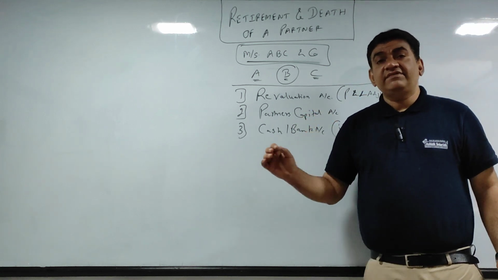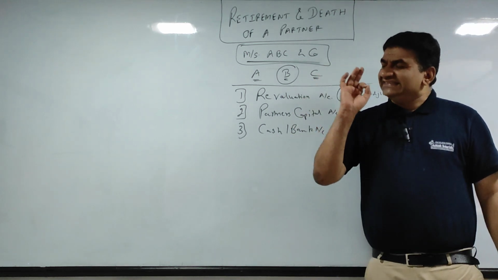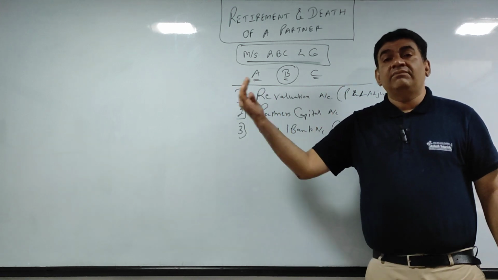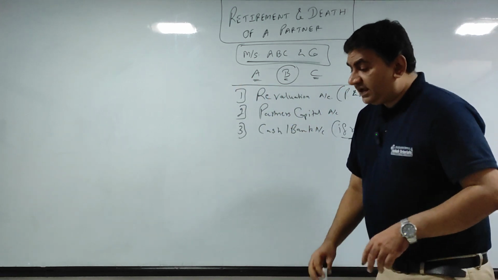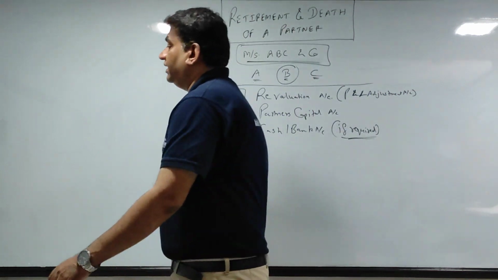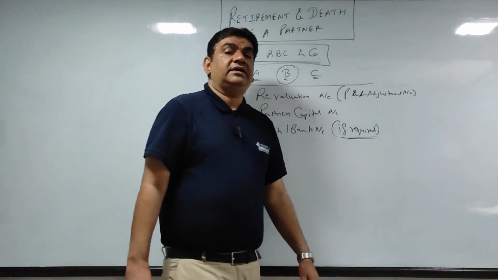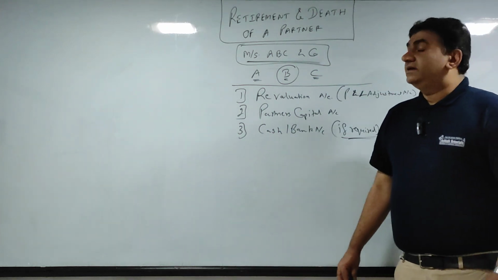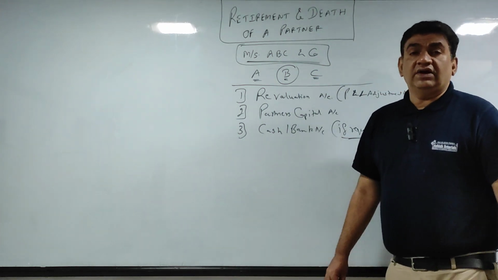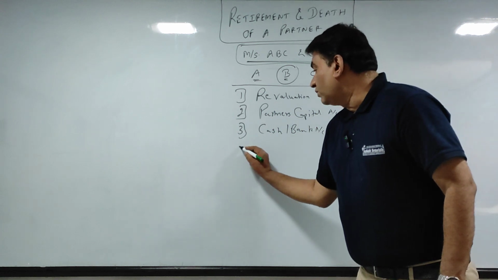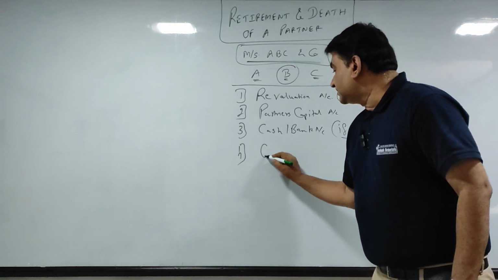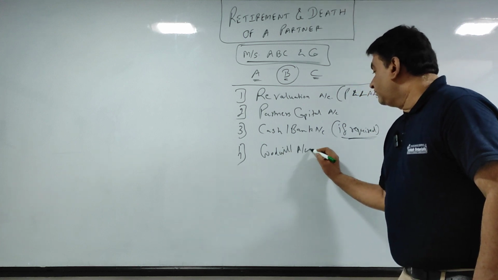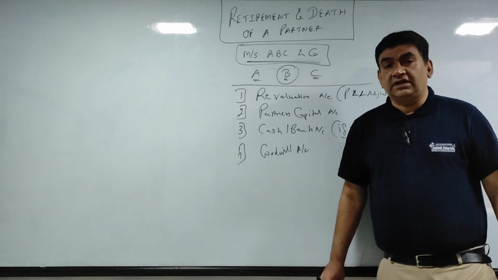In every sum of admission we made cash bank account. The reason is partner brought money. But here you will prepare cash bank only if it is required. So next is cash bank. Fourth account will be goodwill account.